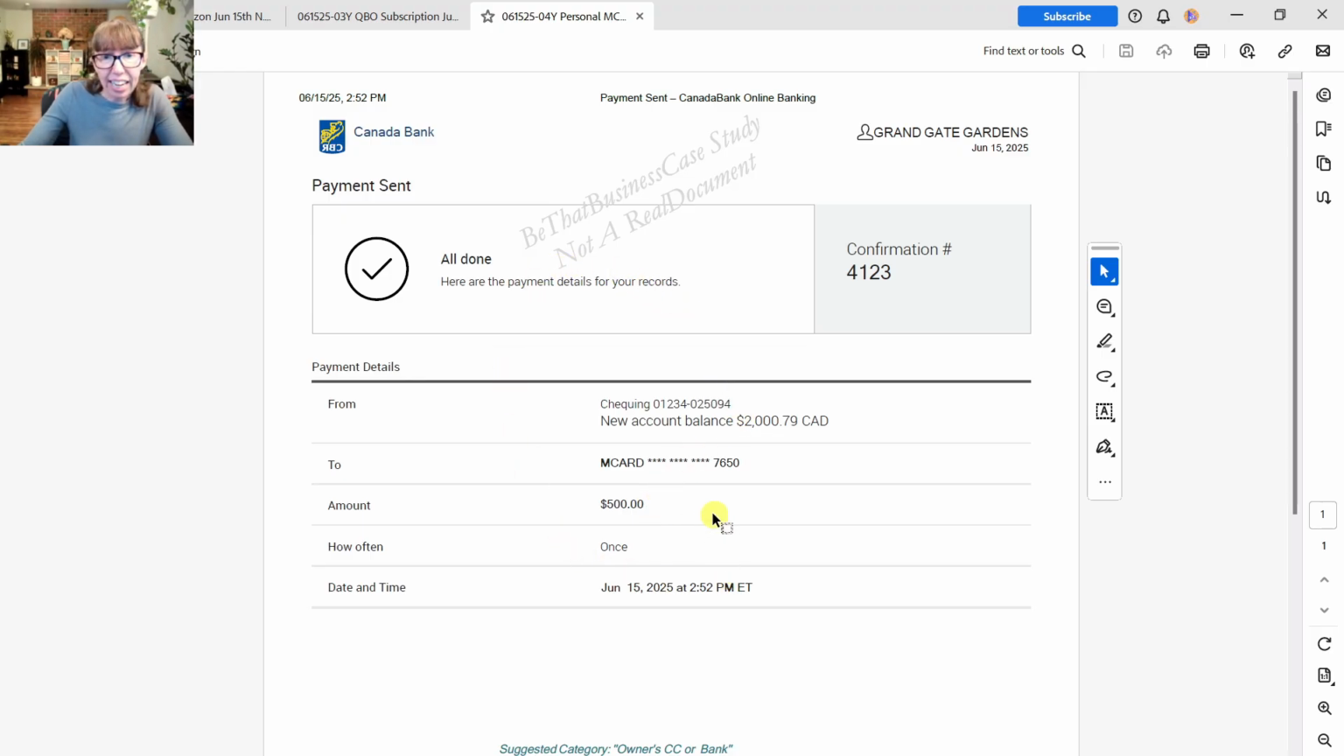But what we can see is that the MasterCard, or the MCard, that was paid was card 7650, and we know that the triangle is 5525. So even if we didn't see that it said personal MasterCard payment, we've got our last four cheat sheet that shows us that this MCard is her personal MasterCard. So let's go ahead and put that one in.